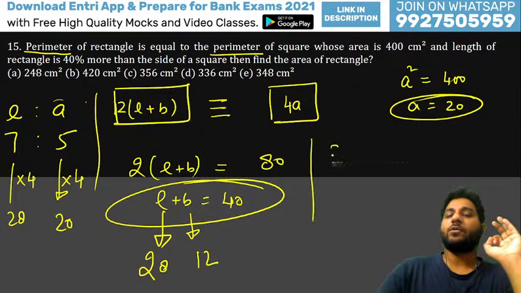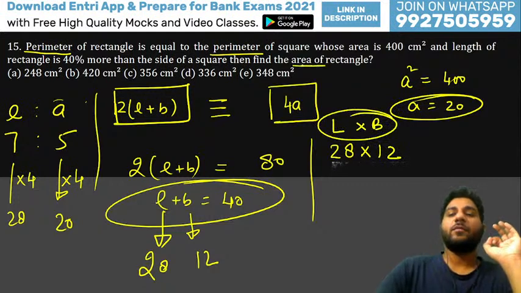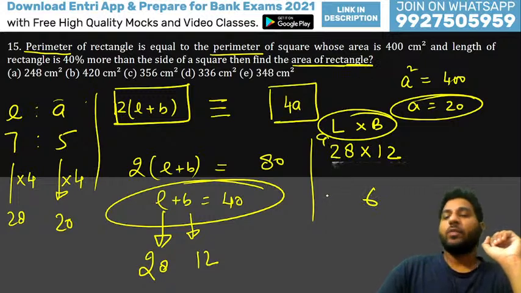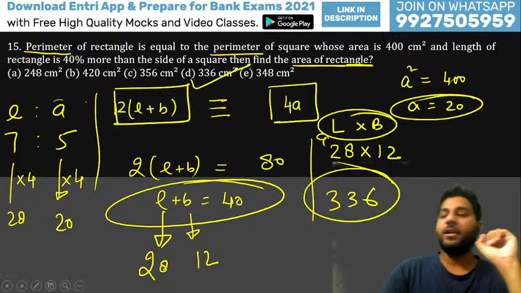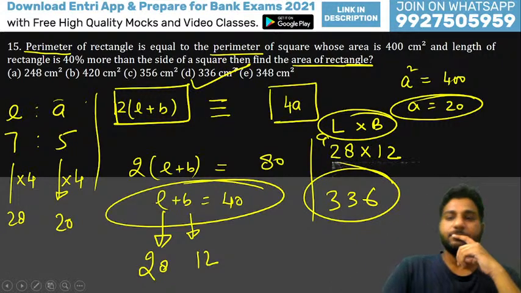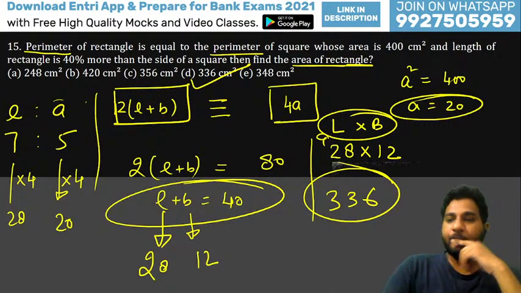All we have to do is multiply the length and breadth to get the area of the rectangle. 12 8s are 96, 12 2s are 24, and 9 33. Okay, that means option D will be the correct one. So it has become easier to solve this kind of question.